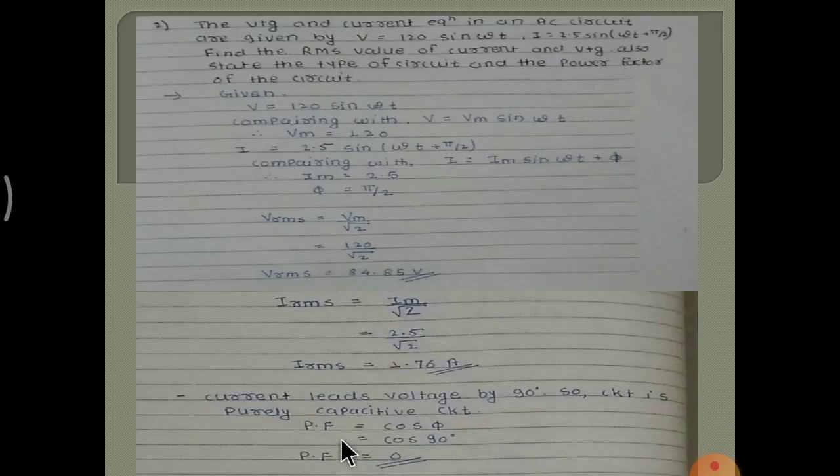For an RC series circuit there is a leading power factor, but here the angle phi is 90 degree. So current is leading the voltage by 90 degree. That means this is a purely capacitive circuit, and here power factor is equal to cos phi. Cos 90 is 0. So power factor 0.